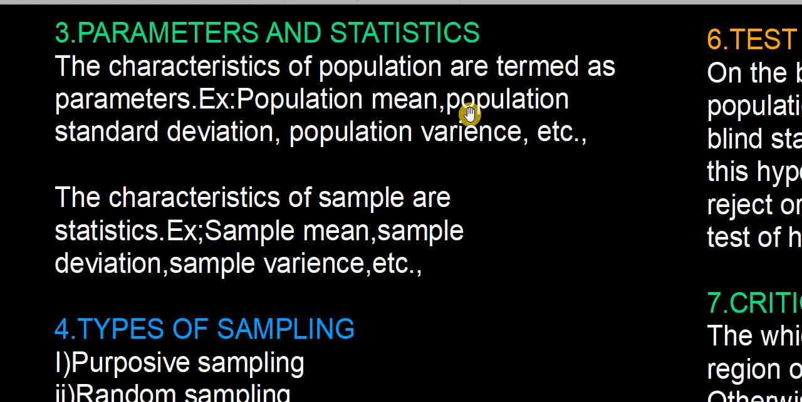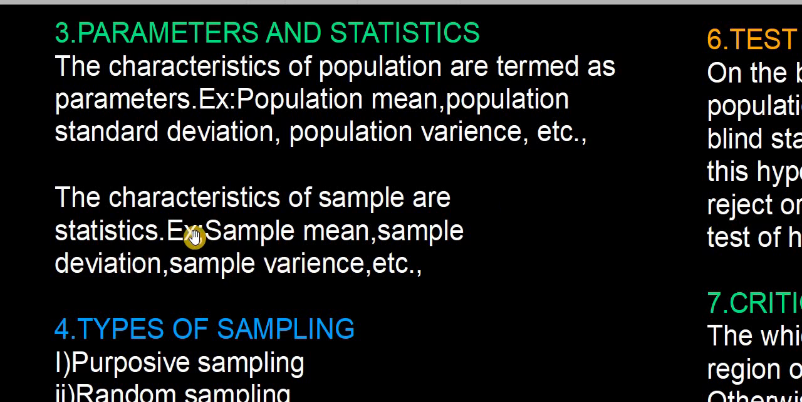Other one, you take population standard deviation. We are taking a population, for that we are finding out the standard deviation, then we call it population standard deviation. Similarly, population variance is another characteristic of the population, it is called a parameter. Now what is a statistic? Statistic is the characteristic of a sample. Characteristic of a sample are called statistics.